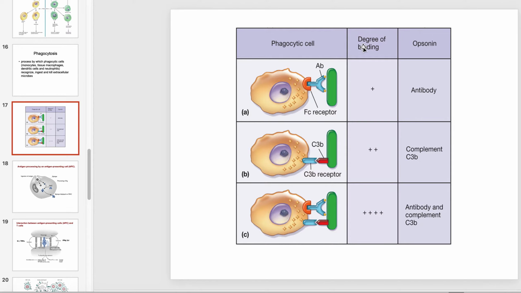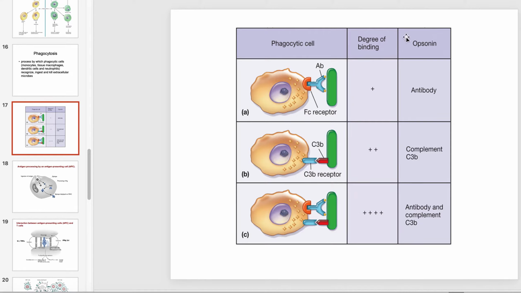And over here in the middle column, you see degree of binding. So antibody binding is good, C3 binding is a little bit better, but the combination of those two binding apparatuses is synergistically better than the other two.